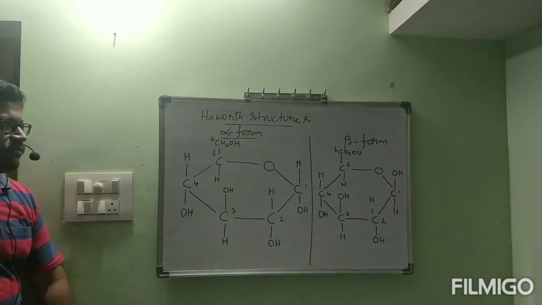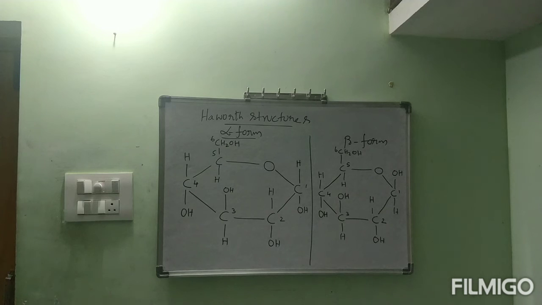Note down this alpha form and beta form of glucose, the Haworth structures carefully, as well as the Fisher representations clearly. In Fisher representation, OH is on right side for alpha form. Now that OH will be coming down on first carbon. In beta form, OH will be on left side. In Haworth representation, that OH is coming above, because we are turning it in clockwise direction only.